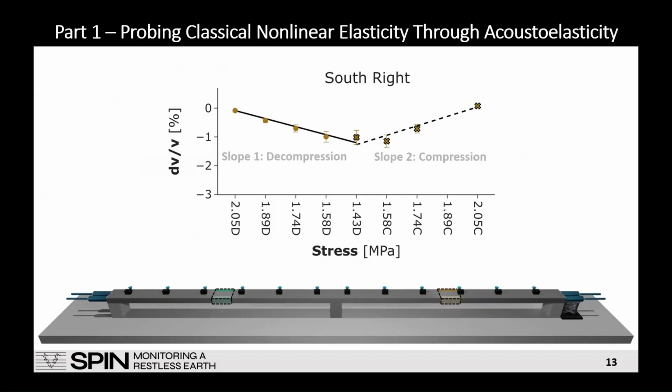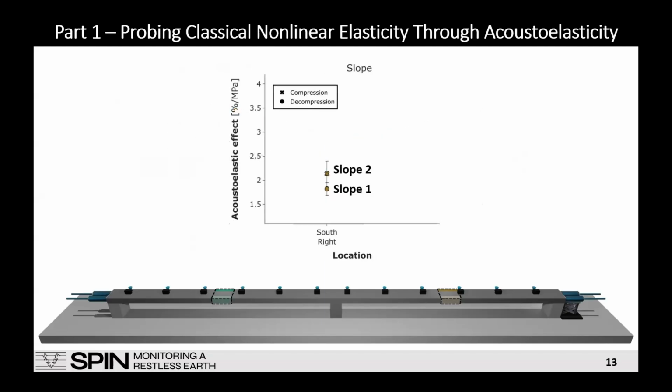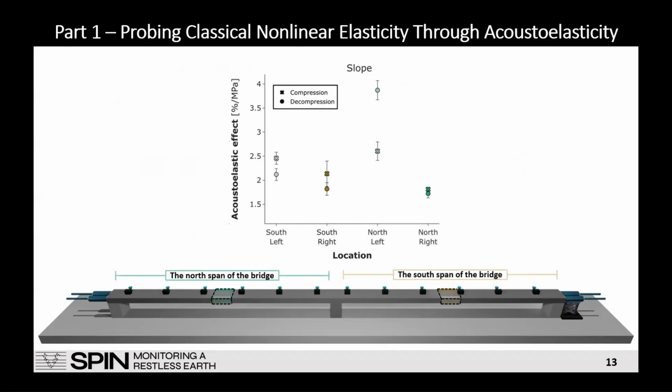And just to better describe what is happening here, we can obtain the slope that is called acoustoelastic constant, and we have 2 slopes, one for decompression and one more for compression. This is the way it looks like, and when we compare the measurements with the 3 remaining places, this is the way it looks like.